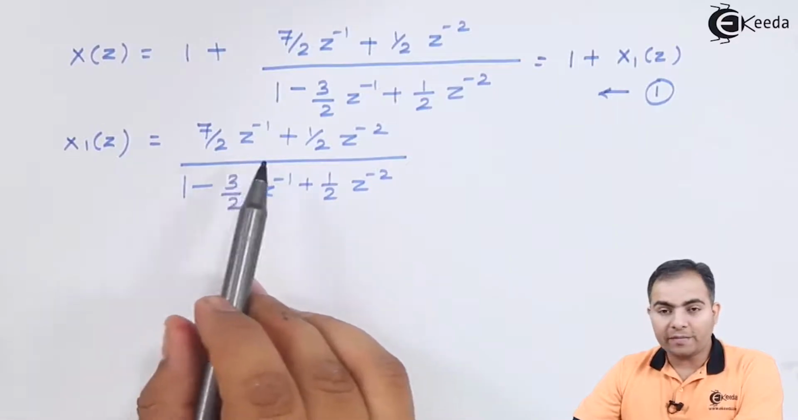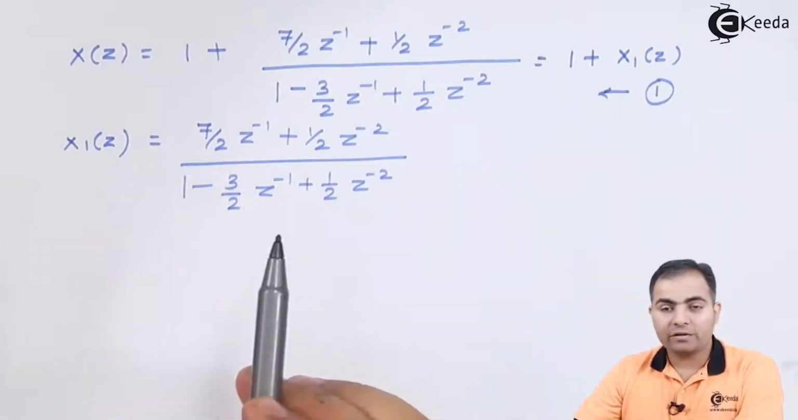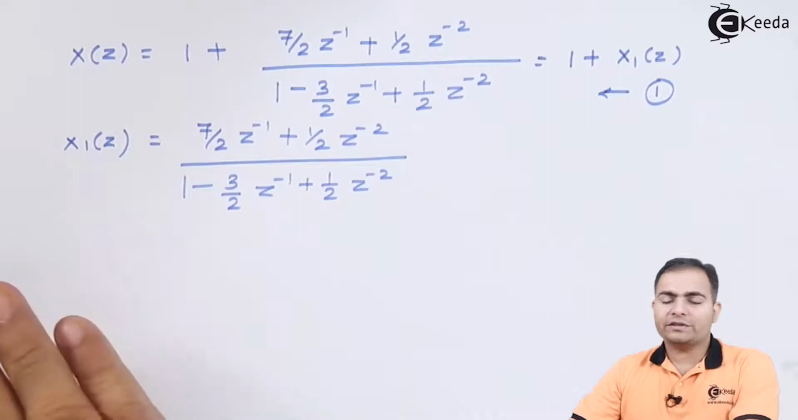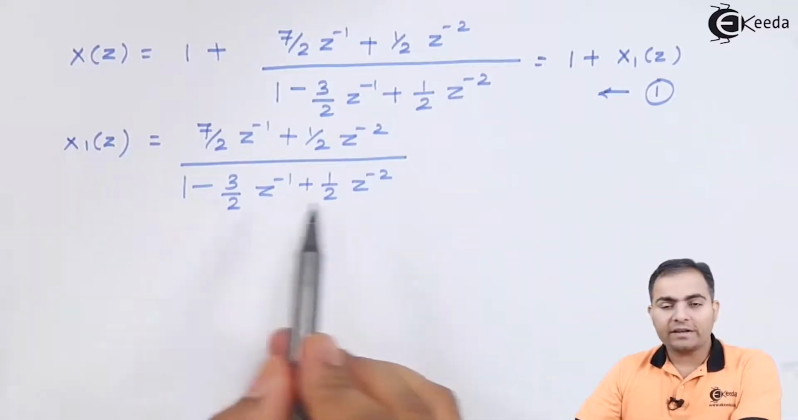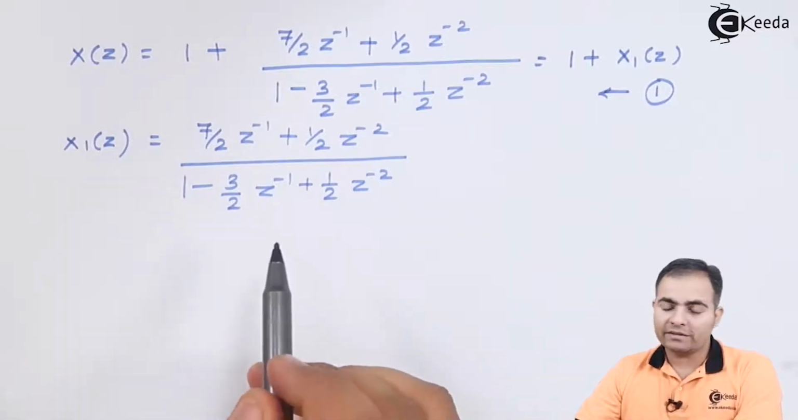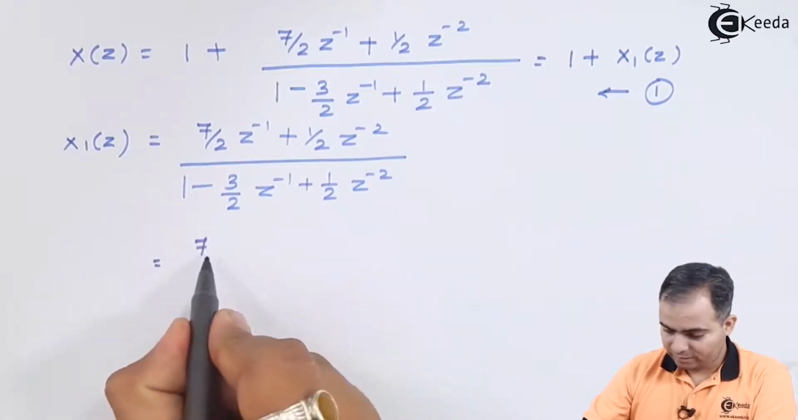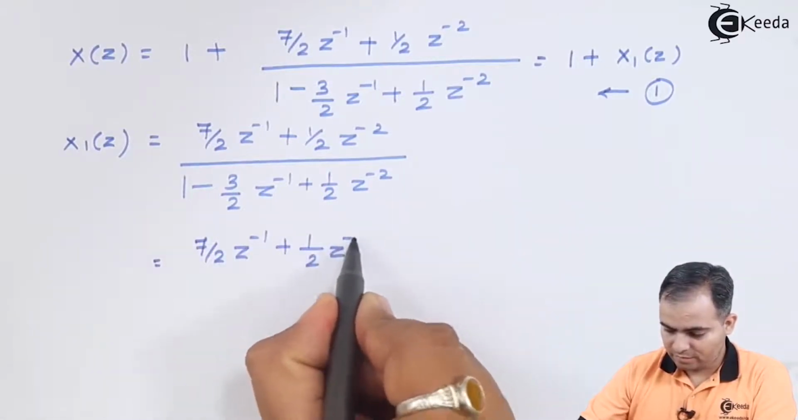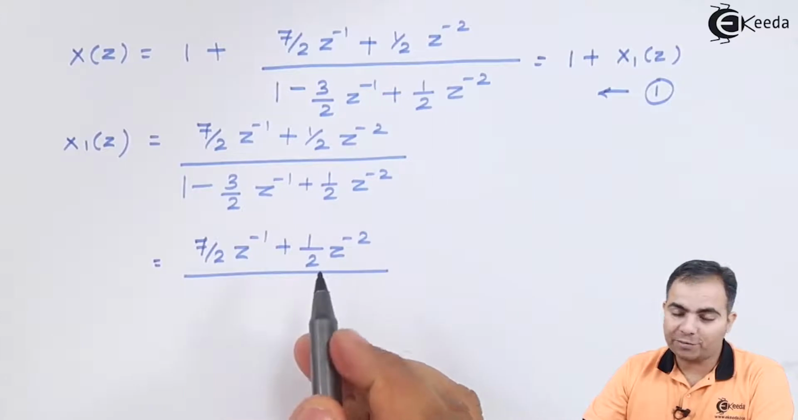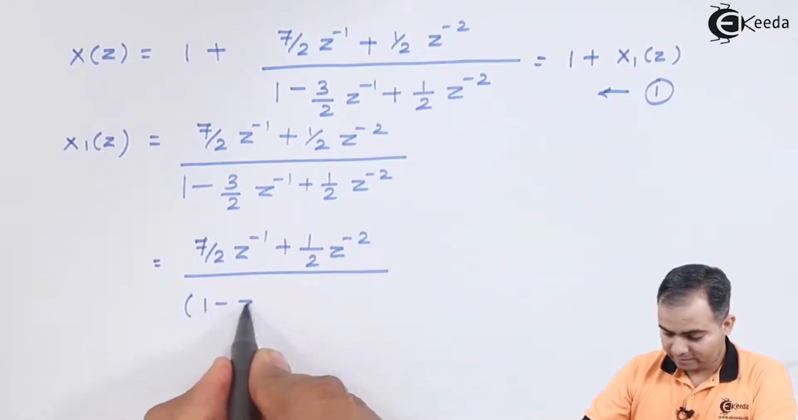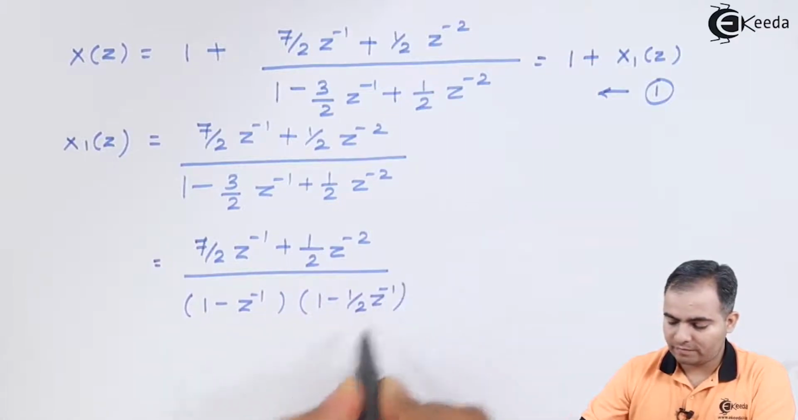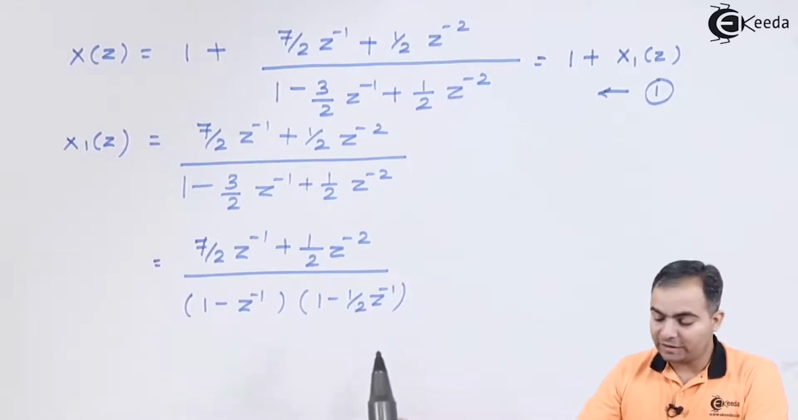If you want, you can multiply the numerator and denominator by z squared so that you can get the answer in z format, or else just keep this expression as it is and factorize the denominator. I'm going to keep this expression as it is, and first of all I'll factorize the denominator. The factors of 1 minus 3/2 z^-1 plus half z^-2 are (1 - z^-1) and (1 - half z^-1).